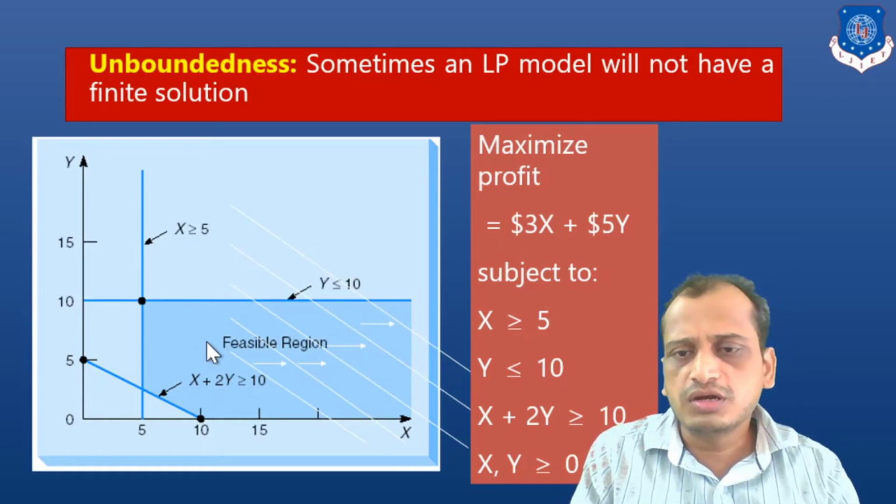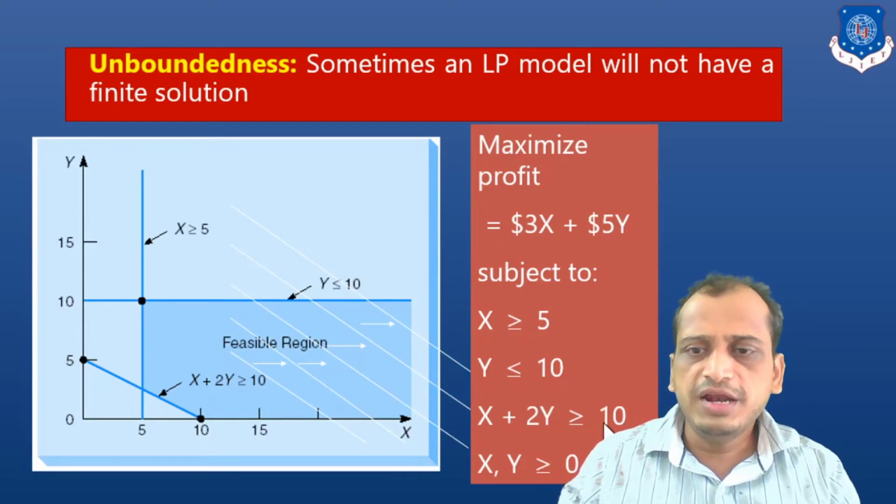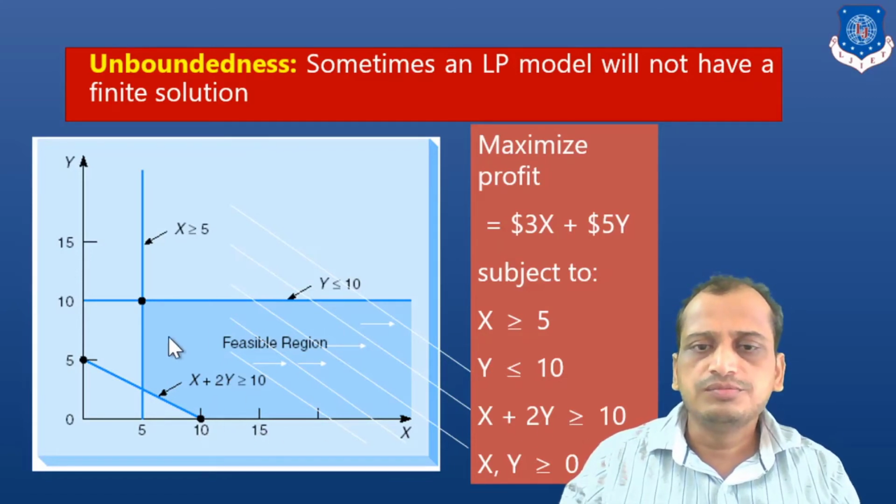Let's look into the third constraint. x plus 2y greater than equal to 10. Means this is the line, slant line, x plus 2y greater than equal to 10. Means it is away from the origin, greater than equal to 10. So it is away from the origin, right?